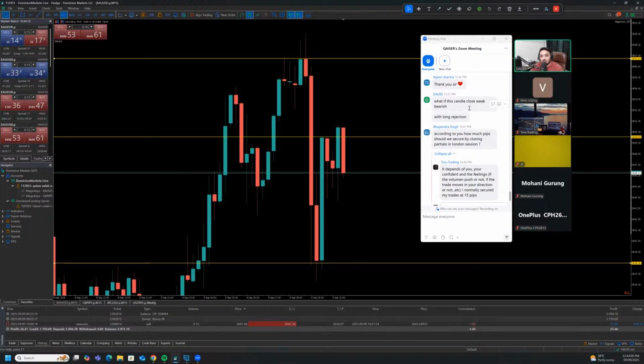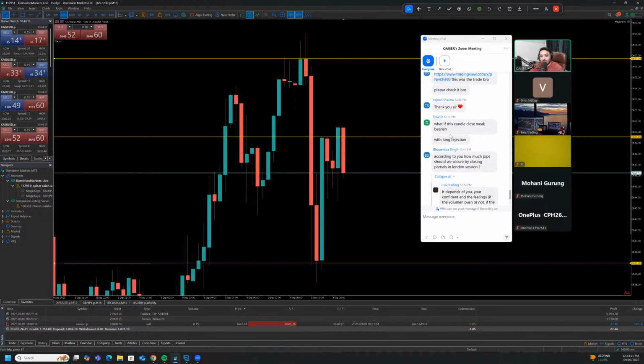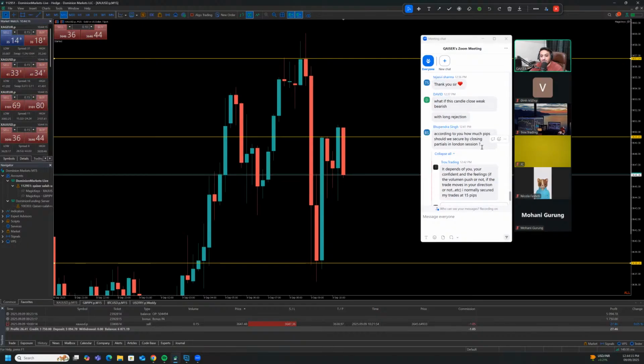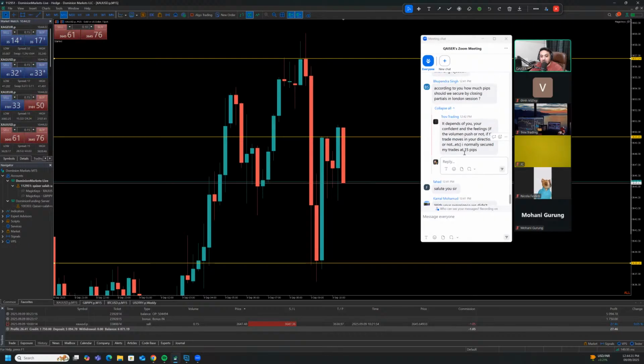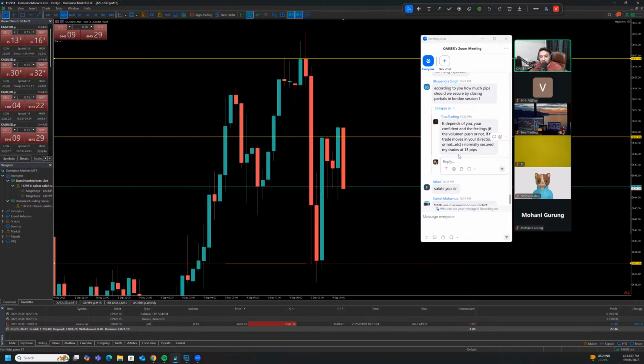What if this candle closes weak bearish with long rejection? Then an impulse entry could make sense. According to you, how many pips should we secure by closing partial in the London session? Yeah, you know what? 15 to 20 pips is more than enough, I would say. Close partial; the first position should be closed at 15 to 20 pips.